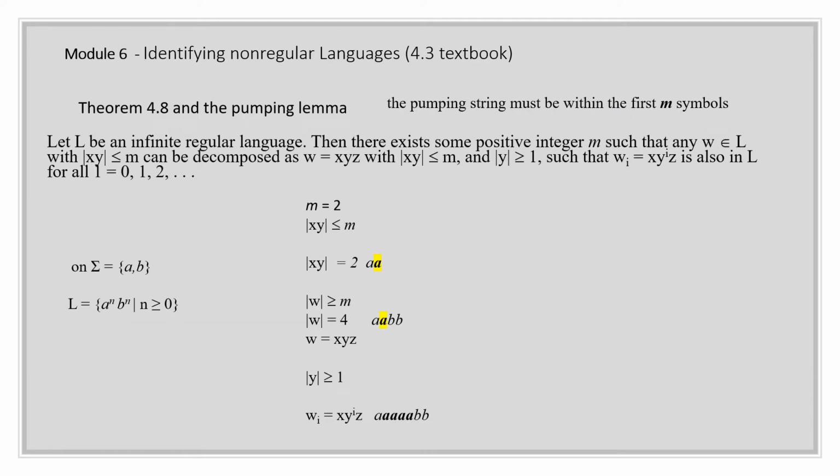So here is an example where picking the m, if I pick m is 2, the size of xy must be less than or equal to m. So I have to do this in the first 2 symbols of my string. My string that I selected is A, B, B. So my y is going to be A, and it's going to be pumped. I pump my A as many times as I want, but I can't pump my B the same number of times because there's no way for me to keep track of the same number of A's and B's.